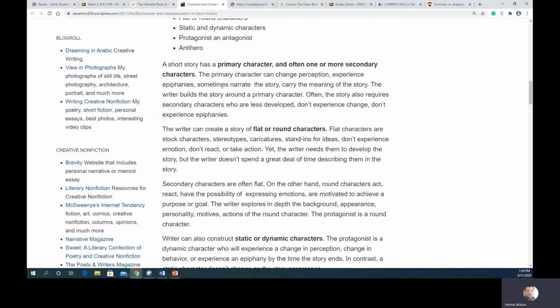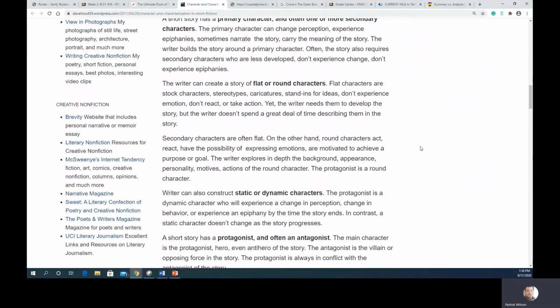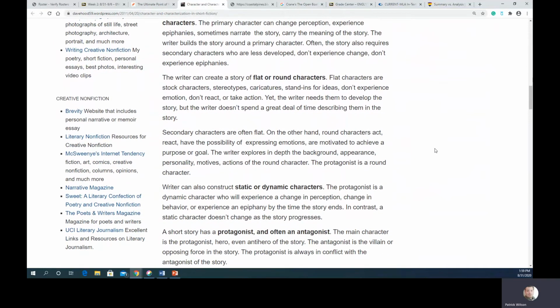So as you can tell here, it says the primary character can change perception, experience epiphanies, sometimes narrate the story, carrying the meaning of the story. Secondary characters are less developed, don't experience change, don't experience epiphany. So think about the primary character and secondary characters that we read in Soldier's Home, that you read in Chopin's piece, The Story of an Hour, and even now when you're looking at The Open Boat with Stephen Crane.